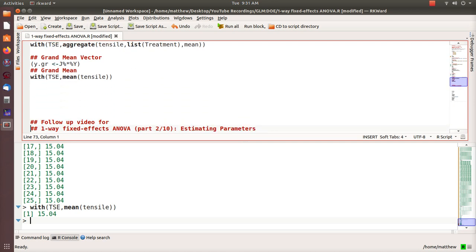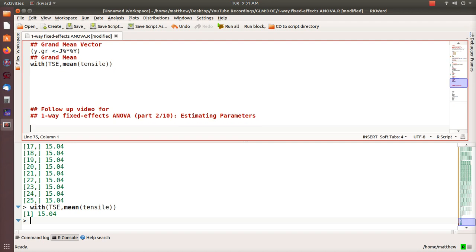And this is all we have for part 1. So stay tuned for part 2. And as always, I will put this code for part 1, I'll copy it and paste it into the comment section so you can play around with it if you want.